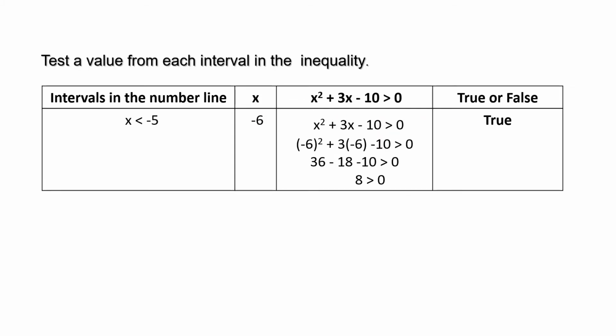We will now test a value from each interval in the inequality. Our first interval is x less than negative 5, so we pick a number less than negative 5. We use negative 6. We substitute negative 6 in our inequality: x raised to 2 plus 3x minus 10 is greater than 0. We have negative 6 raised to 2 plus 3 times negative 6 minus 10 is greater than 0. That is equal to 36 minus 18 minus 10 is greater than 0, which is 8 is greater than 0. Is 8 greater than 0? Yes, so that is true.